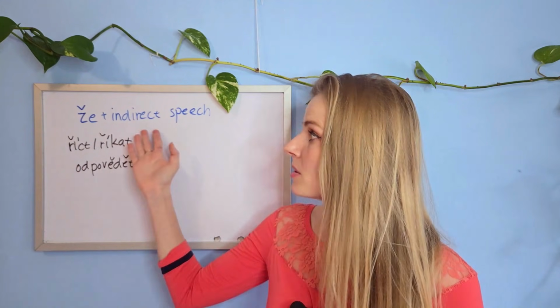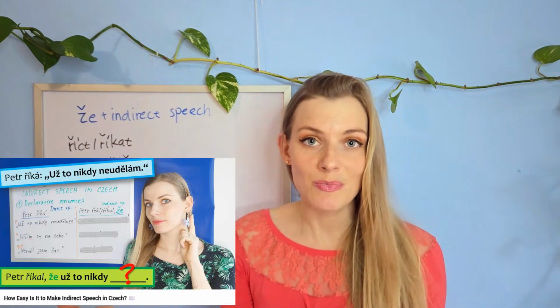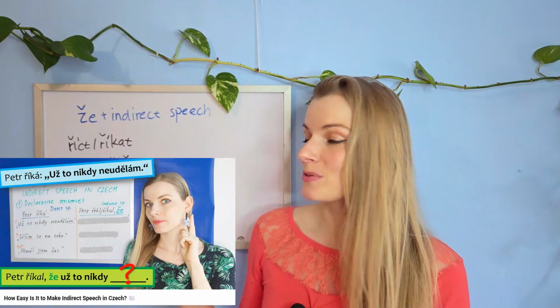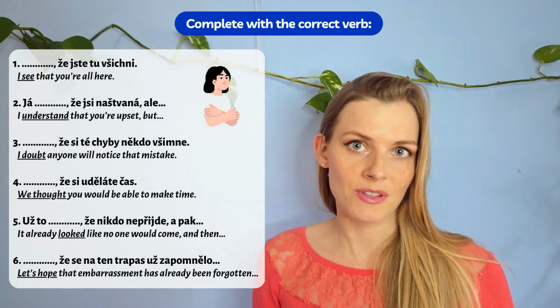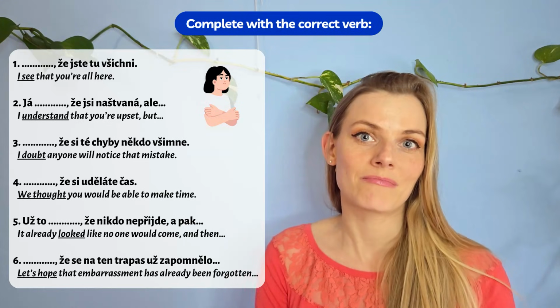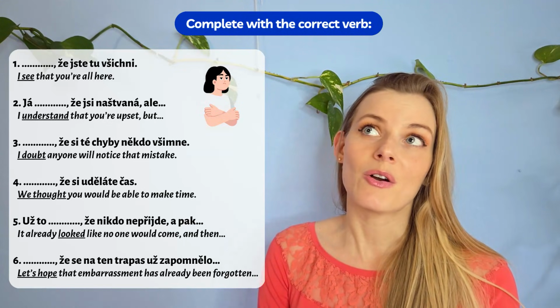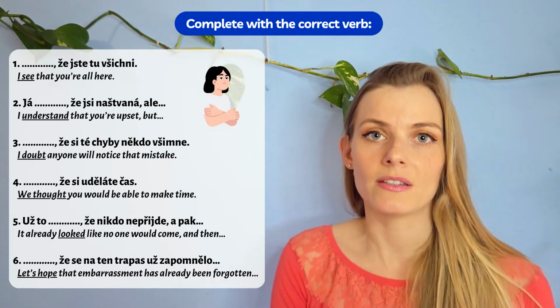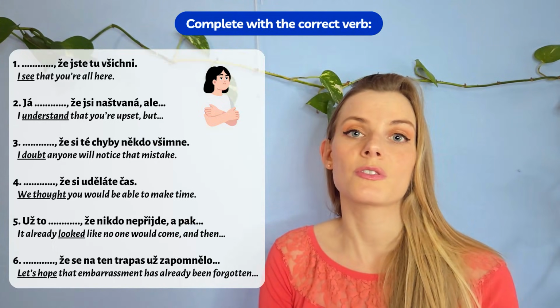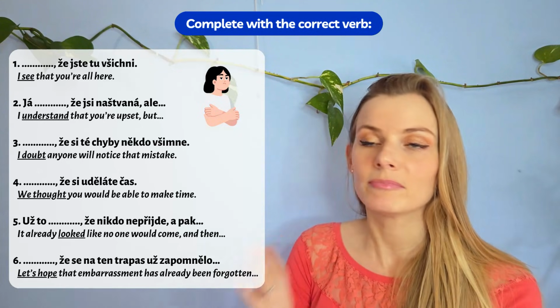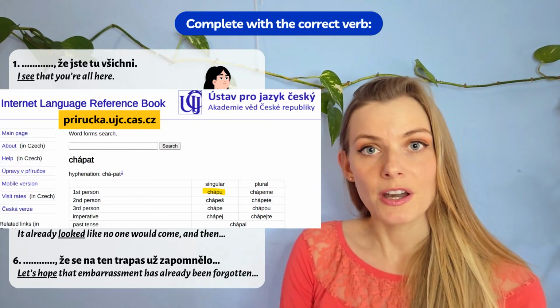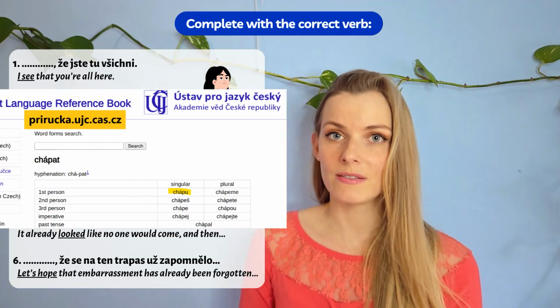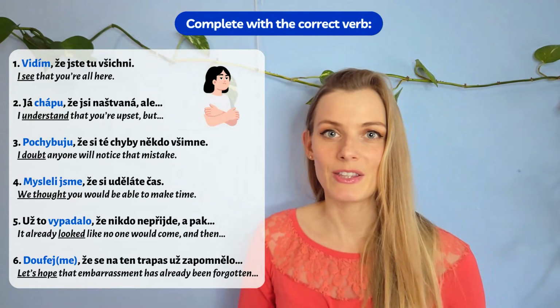I have a video about this topic as well, indirect speech, so you might want to see this if you haven't seen it. Now let's do an exercise. These 6 sentences are missing their verbs, and your task is to complete the gaps. I'm not giving you any choices, so I hope it will not be too difficult. If you need to look for those verbs, you can go back in the video. Or if you need to check for specific forms, you can check the Internet Language Manual, příručka. Pause the video so you can work on this. Jdeme to zkontrolovat. Let's check it.